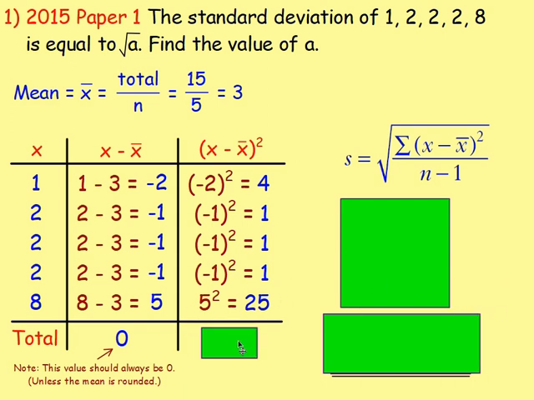After that, once again, get a total. So add up 25, 1, 1, 1, and 4, and you end up with, ooh, you're so good. It is 32. Well done.